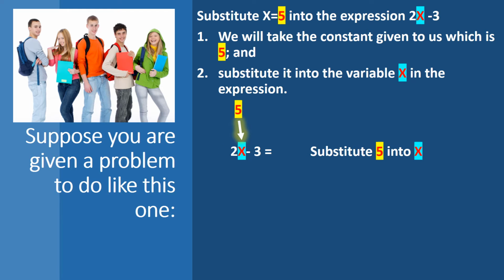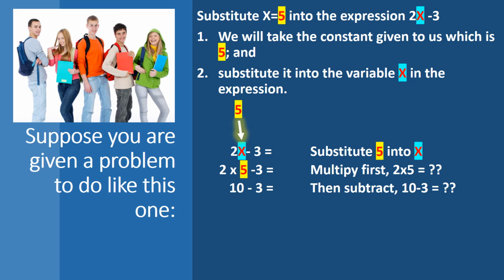And so when I do that, remember 2x really means 2 times x. And so when I put that 5 into x, I get 2 times 5 minus 3. So I have multiplication and I have subtraction. Multiplication always comes before subtraction and addition, so we're going to multiply first. So 2 times 5 is what? Right, it's 10. So I get 10 minus 3. And now I'm going to subtract. So 10 minus 3 is what? Correct, it's 7. So 7 is our final answer.